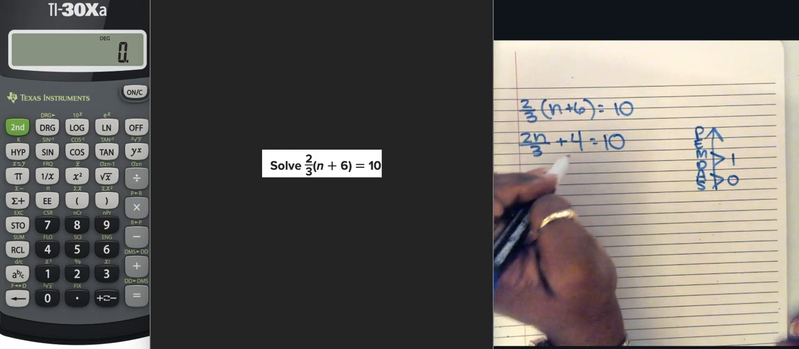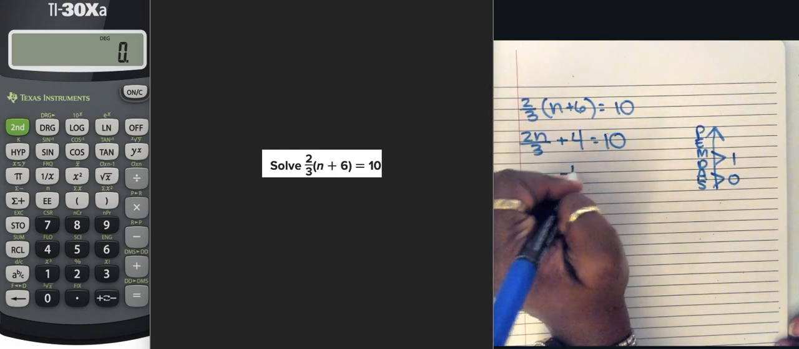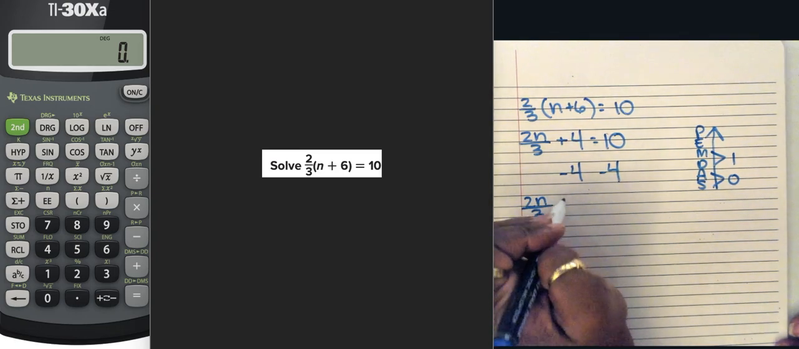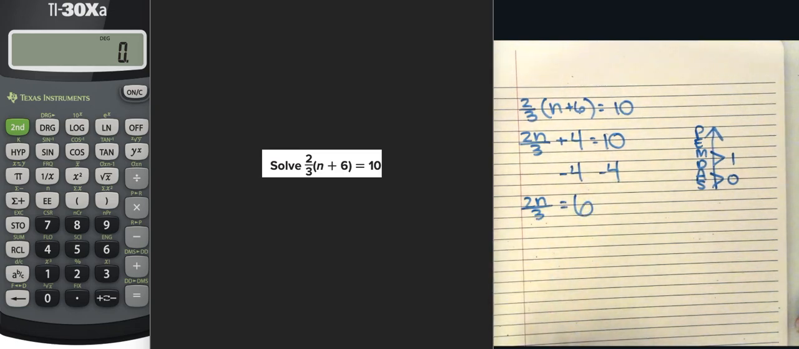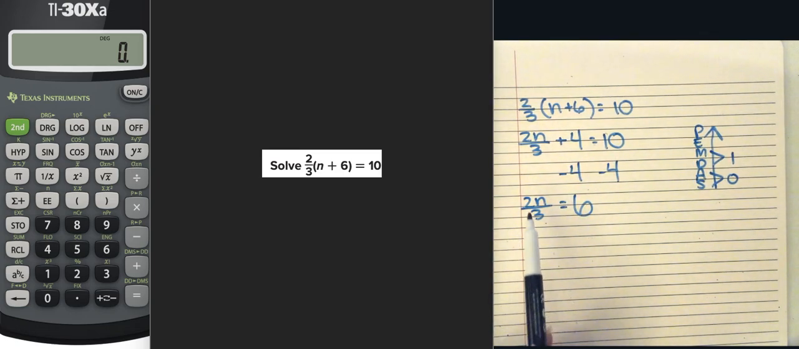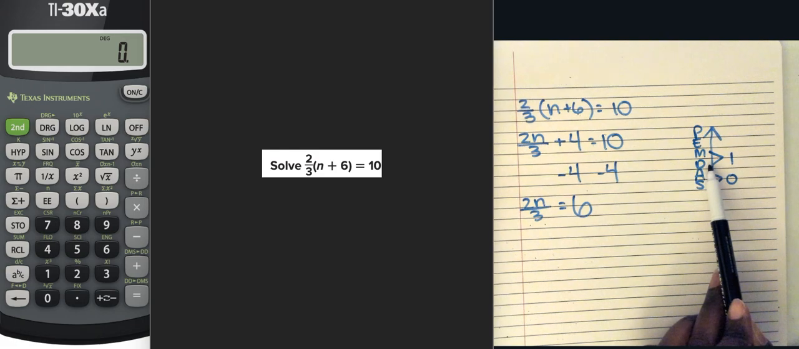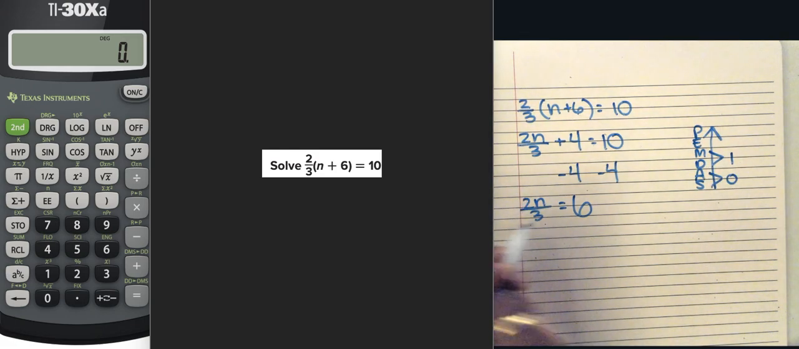All right, so first things first, let's start with our addition. We're going to subtract 4 from both sides. And then I'm left with 2 times n divided by 3, and that is going to be equal to 6. Okay, so I noticed that my n is still not isolated because we're multiplying by 2 and we're dividing by 3. So we're continuing to work our way up. So we do see division, right? So now we need to use the inverse of division, which is going to be multiplication. So I'm going to multiply both sides by 3.